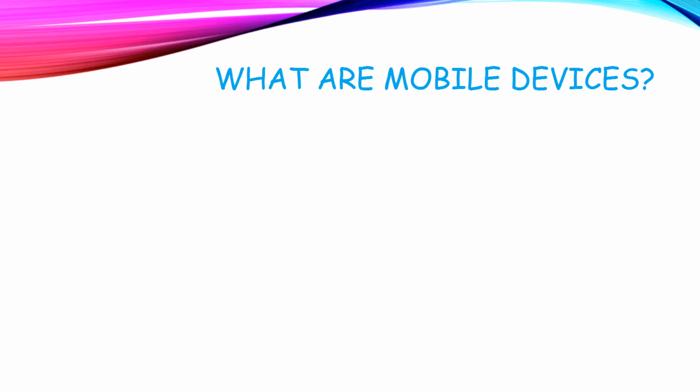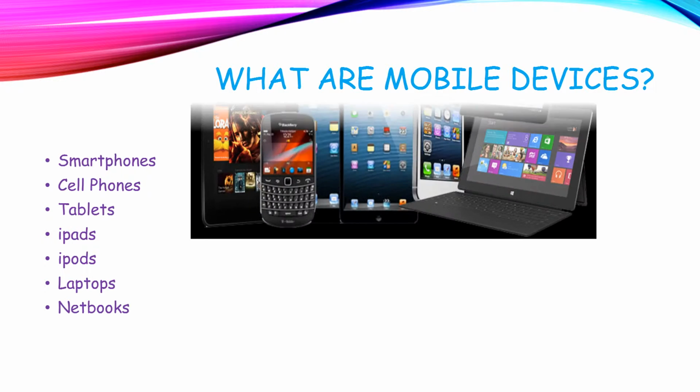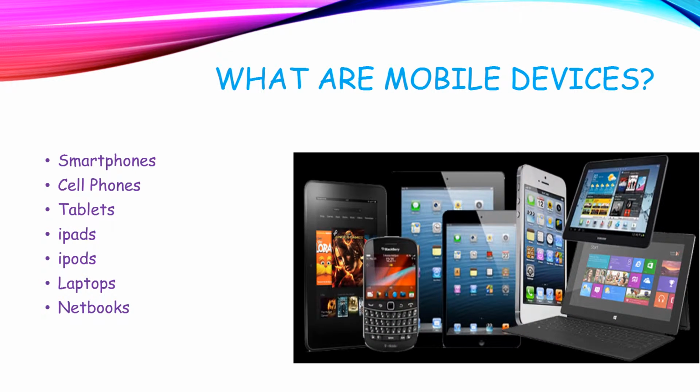So, what are mobile devices? What can we use as examples of mobile devices? Well, we have smartphones, cell phones, tablets, iPads, iPods, laptops, and netbooks. These are all examples of mobile devices that we will be able to use in and outside of our classroom.